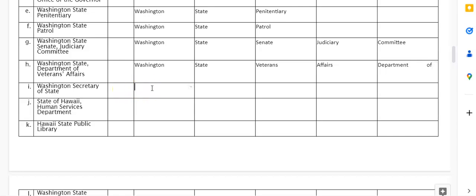For letter I, we have Washington Secretary of State. So I'm using Washington as my key unit because that's the state name. Okay. And now you're going to have to still use State as Unit 2, and Secretary of is going to be next. So Secretary is Unit 3, of is Unit 4.